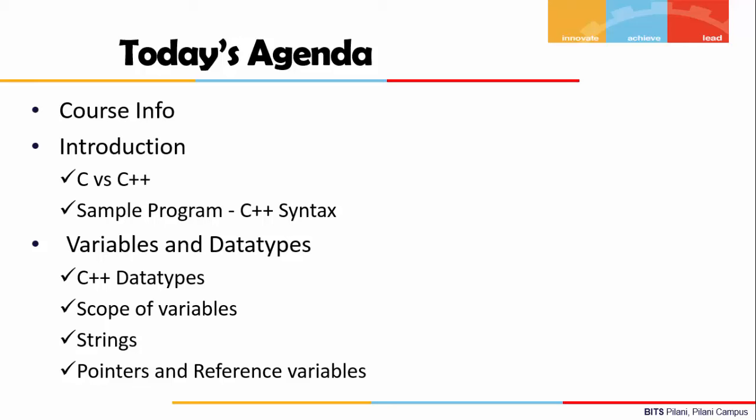After that, we will see some basics of C++ like memory allocation, structs, enums, keywords, how a sample program is written in C++, and the different directives used. Finally, we will look at C++ data types and the scope of variables in C++. We will discuss briefly local and global variables. We will give an introduction to strings. At the end of the lecture, we will have a brief review and discussion on pointers and reference variables in C++.